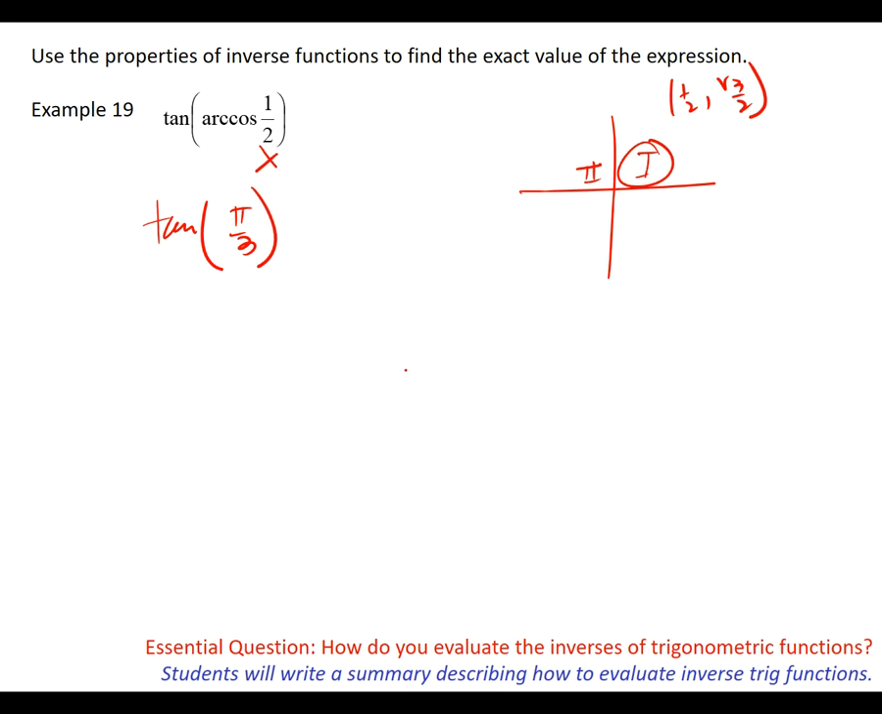Now I need to know what the tangent of pi over 3 is. What do I do for tangent? Good, which is square root of 3 over 2 divided by 1/2, which is square root of 3.